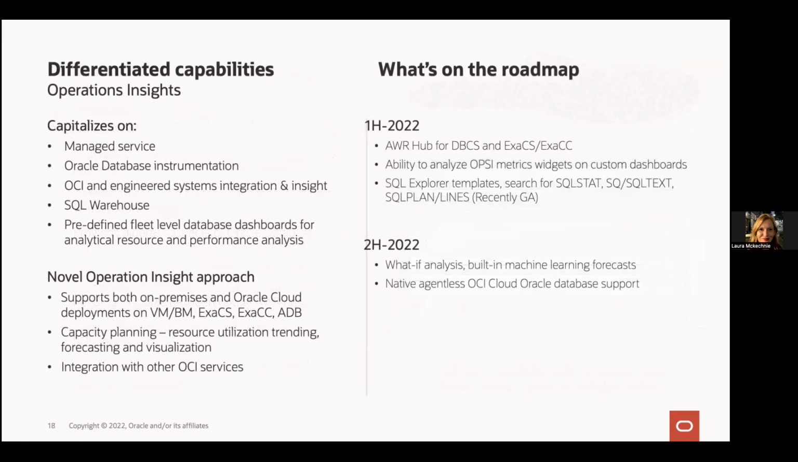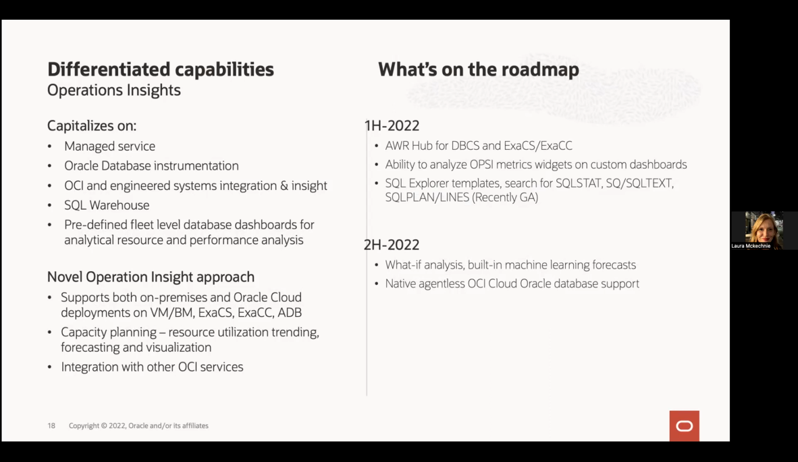All right, to summarize, we looked at the differentiated capabilities and what's on the roadmap for Operations Insights. So essentially, OPSI is a fully managed, as I mentioned, cloud-native service that relies on core Oracle database instrumentation. It also gets data from Oracle engineered systems and other varied system tools such as host databases, etc. It also helps you with utilizing SQL Performance Warehouse to gain critical insights into the performance of your SQLs.